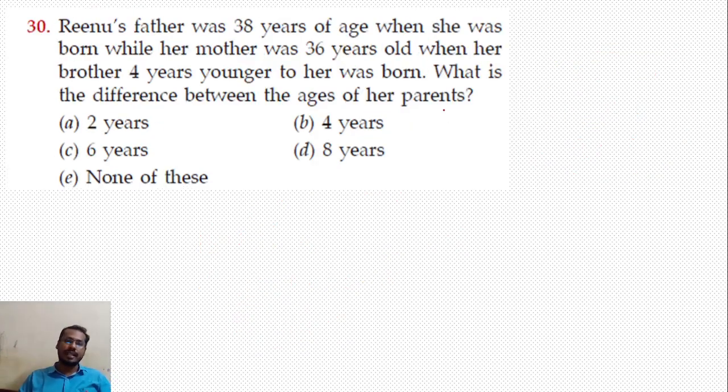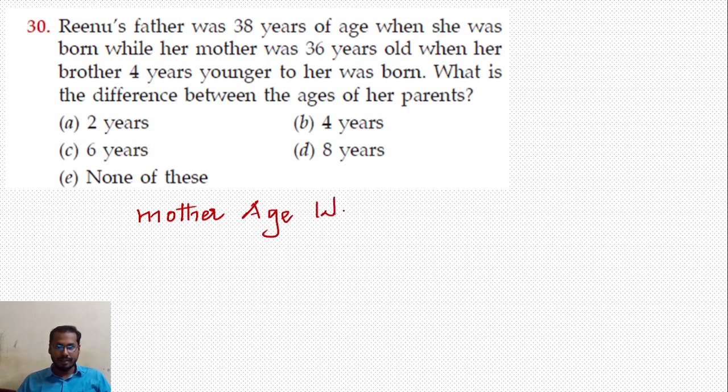Renu's father was 38 years of age when she was born, while her mother was 36 years old when her brother, 4 years younger to her, was born. So we need to write this carefully. I will write one by one. Let's take mother's age when Renu's brother was born. What is the mother's age? The mother was 36 years old when her brother was born, 4 years younger.